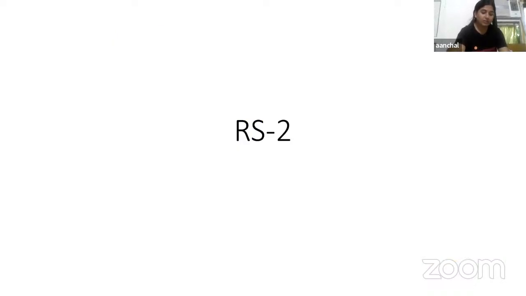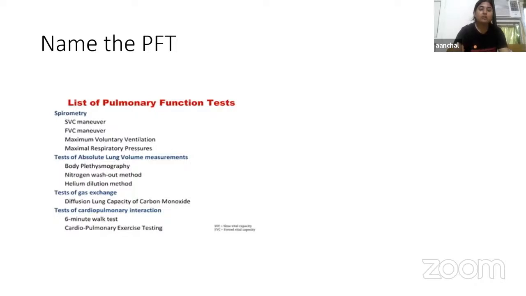So today we are having the respiratory system class 2. First, we're going to know about the PFT. PFT means pulmonary function tests, and we're going to name all those tests which are related to pulmonary function tests. So in spirometry, we have SVC manual, FVC manual, maximum voluntary ventilation, maximum respiratory pressure. In absolute lung volume measurements, we do body plethysmography, nitrogen washout method, then helium dilution method, then tests for exchange of gases like diffusion lung capacity of carbon monoxide, and tests for cardiopulmonary interaction. We have the 6-minute walk test and cardiopulmonary exercise testing.